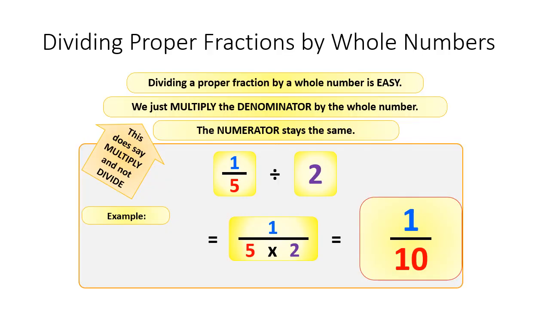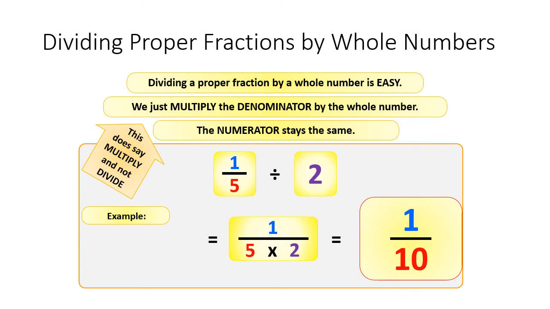Now let's look at dividing proper fractions by whole numbers. Dividing a proper fraction by a whole number is actually pretty easy. We just multiply the denominator by the whole number. The numerator stays the same. This is exactly the same as multiplying by the reciprocal.